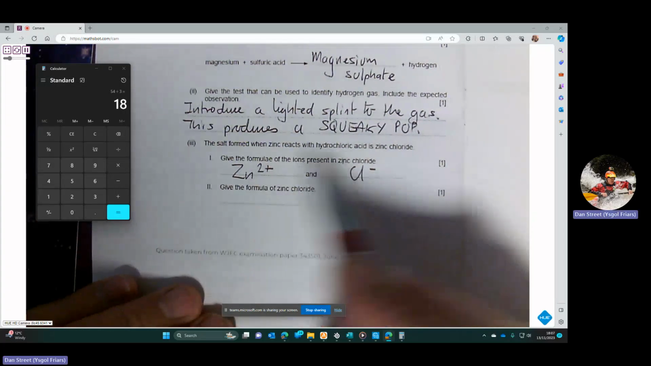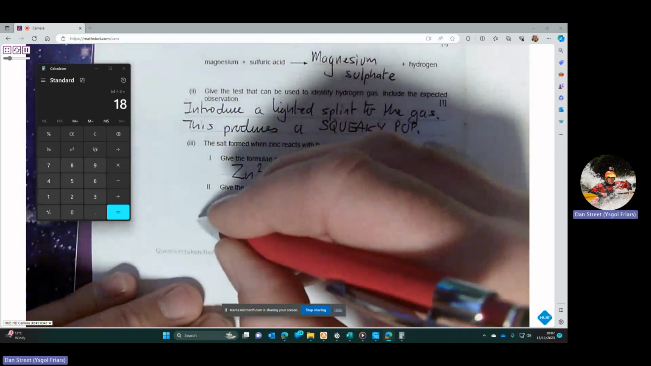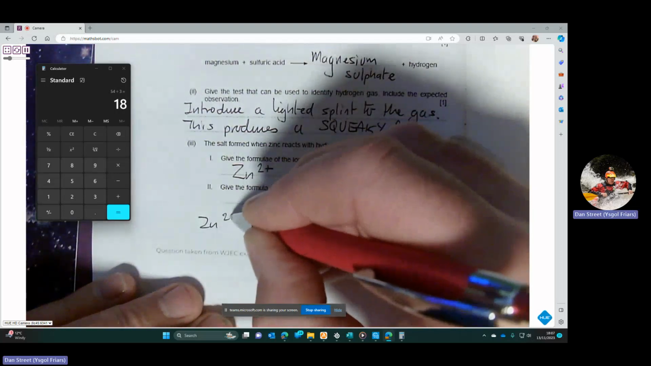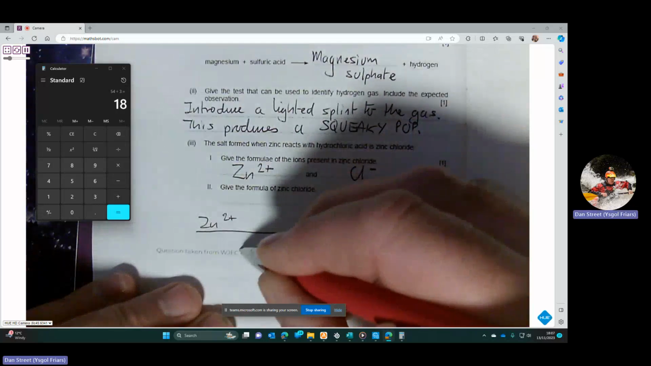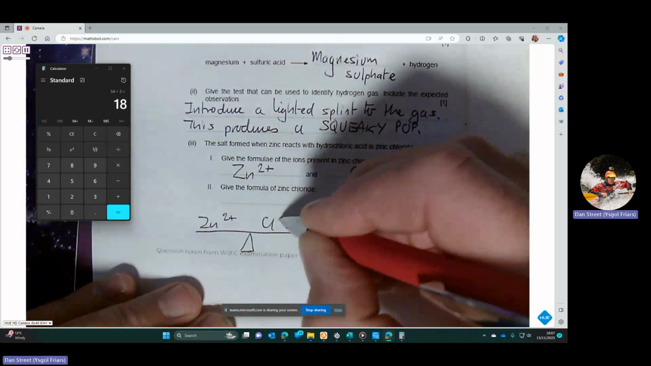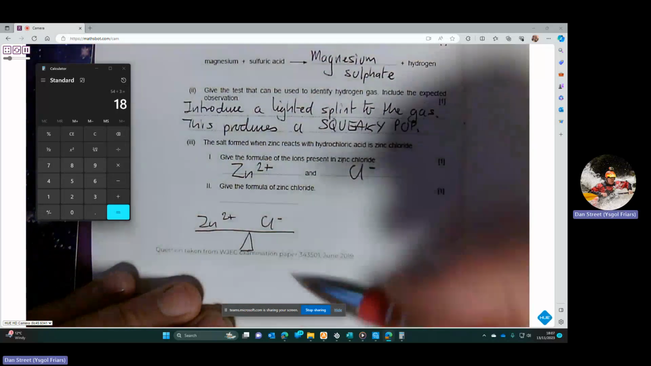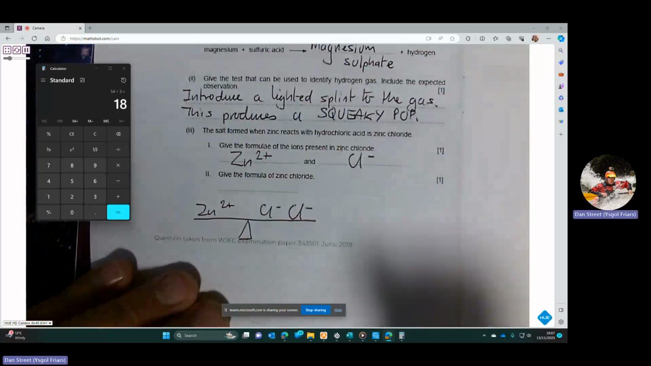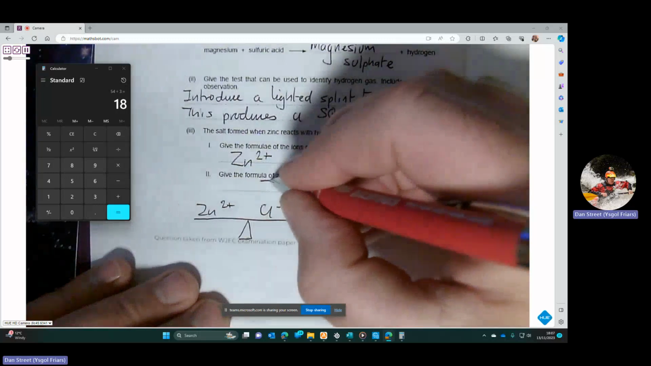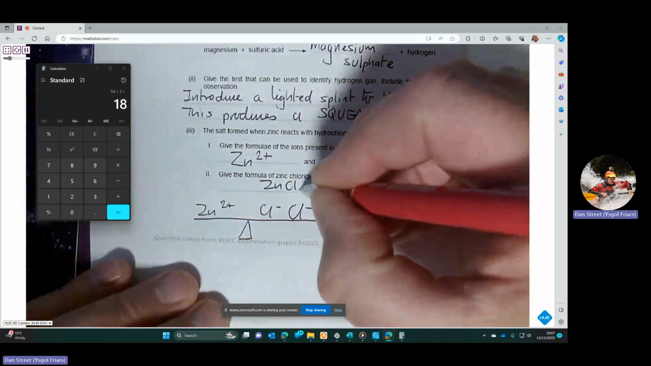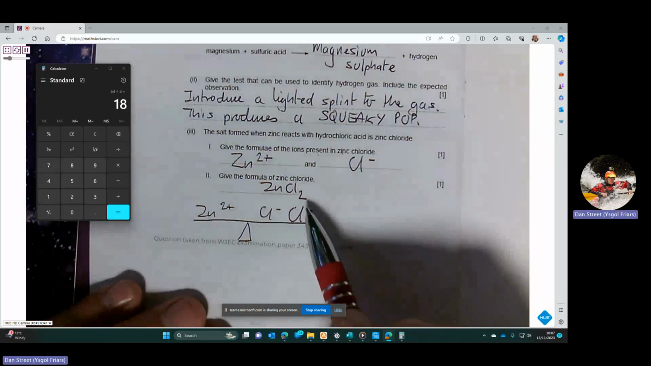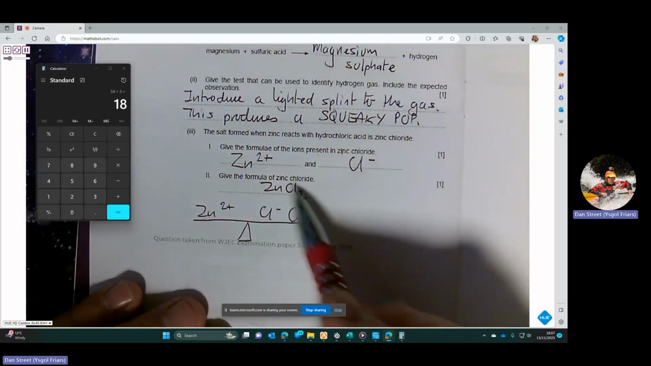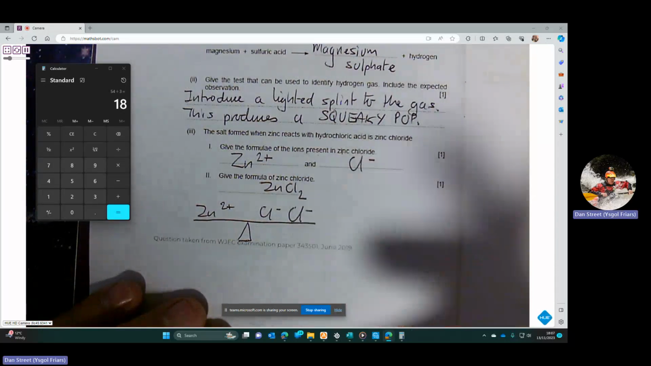And then if we look at these two ions and we apply our little seesaw idea, then we can see that in order to balance the 2+, we would need 2 Cl-, and that would give us the formula of ZnCl2. And again, it's important you put the 2 in the right place. It's a subscript after the element it refers to.